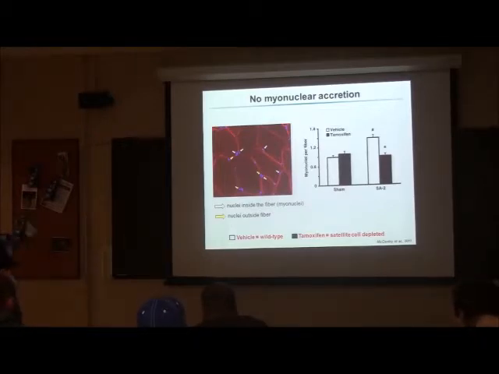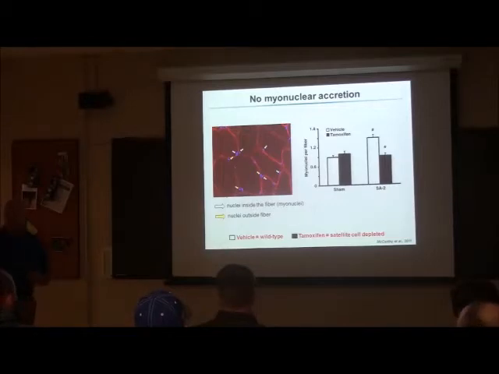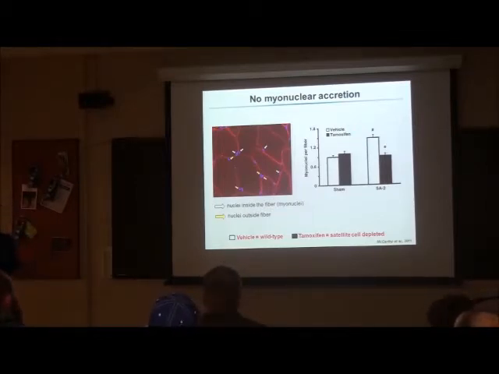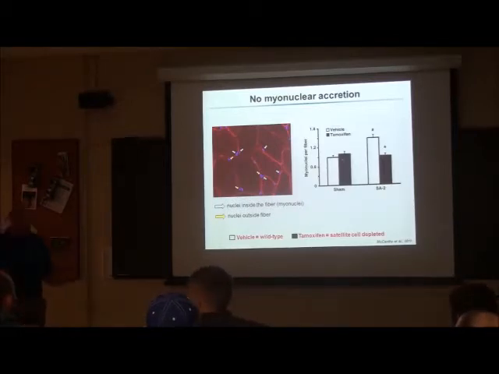We can't count the whole muscle, right? And what you see, and this is what you would expect, is that with hypertrophy, after 2 weeks of synergistic ablation in the control muscle, you see a significant increase in the number of nuclei per fiber. Exactly what we'd expect, and this is why people believe that satellite cells are necessary for muscle hypertrophy. But in our mice in which we gave tamoxifen and killed 90% or more of the satellite cells, the number of myonuclei, as you would expect because there are no satellite cells, remains the same, okay?